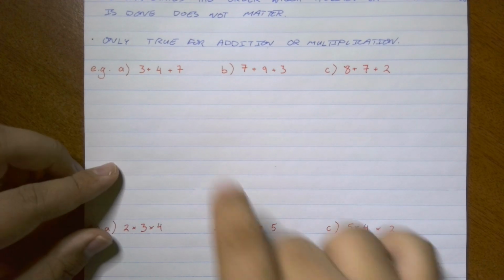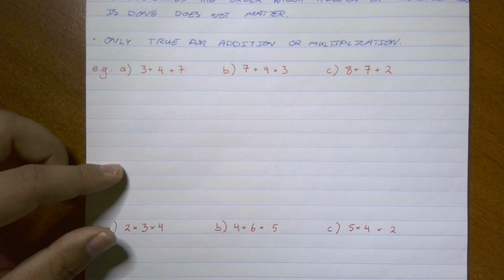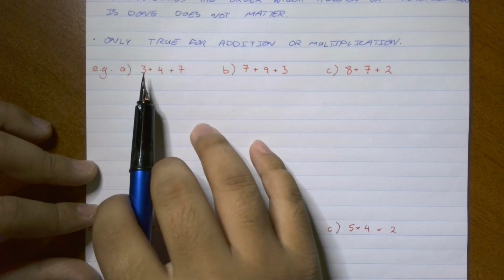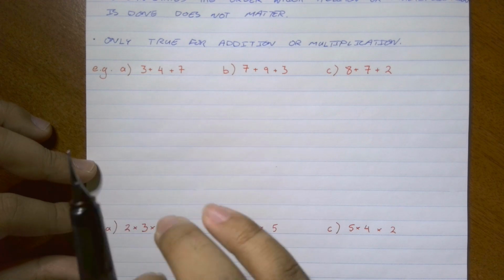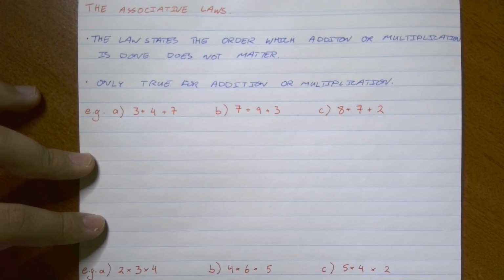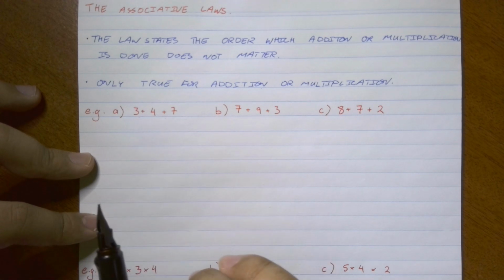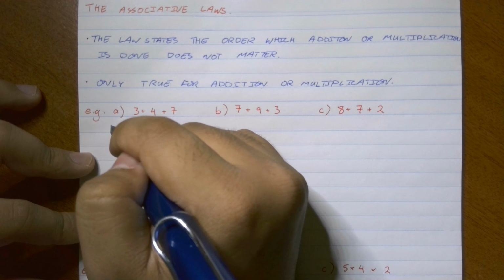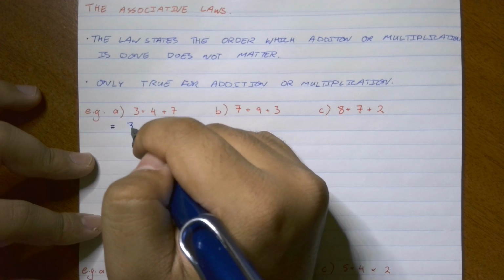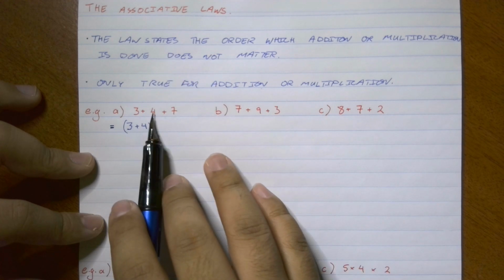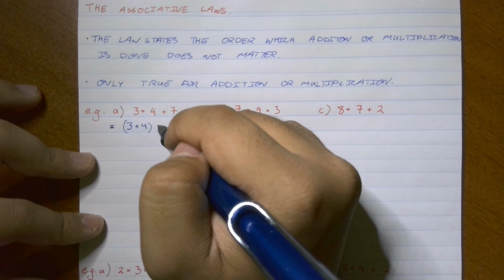Let's say we have an all addition number sentence. Most would want to just go and read it from left to right. But what this law states is that it doesn't matter which pair of addition we do first. Meaning, we could do 3 plus 4 first, treat those two first and then add the 7.